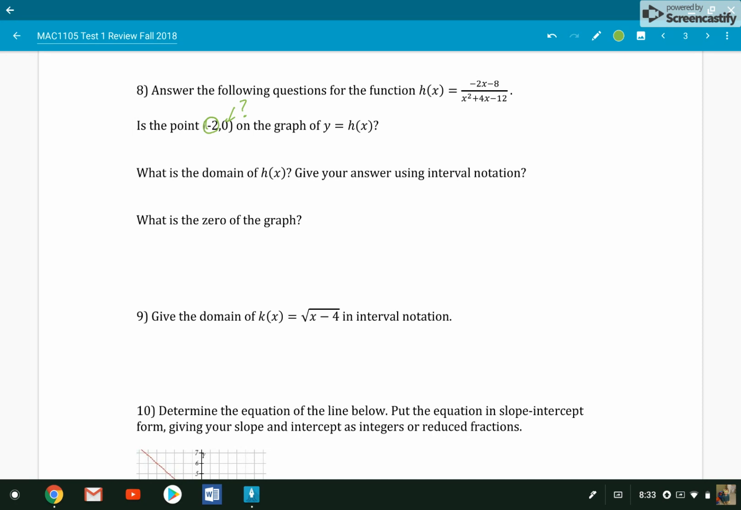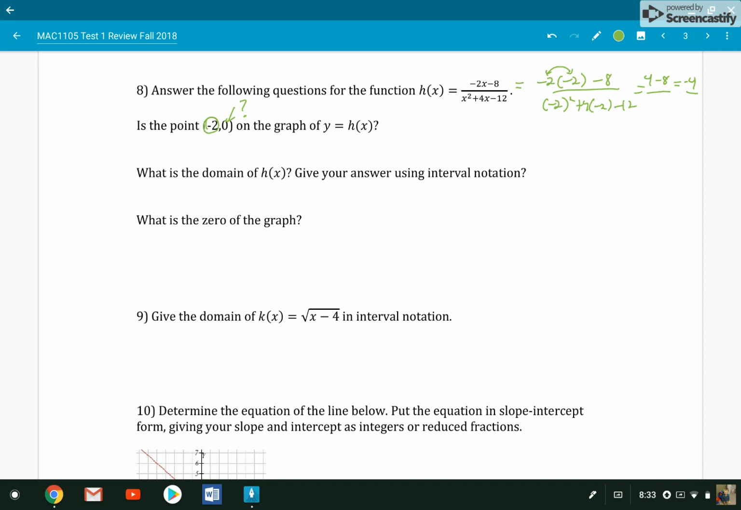So if I plug in negative 2 for the x, I'm going to get negative 2 times negative 2 minus 8 in the numerator. The denominator is negative 2 squared plus 4 times negative 2 minus 12. And really all that matters is the numerator here. If I plug in that negative 2, this negative 2 times this negative 2 will give me 4. So I get 4 minus 8 on top, which is going to be a negative 4.